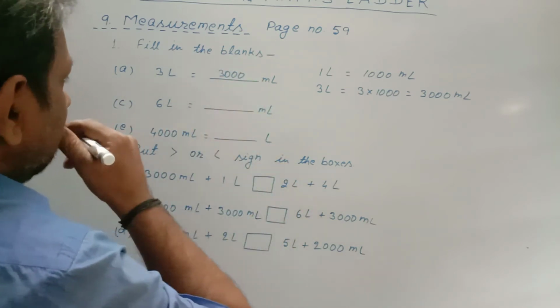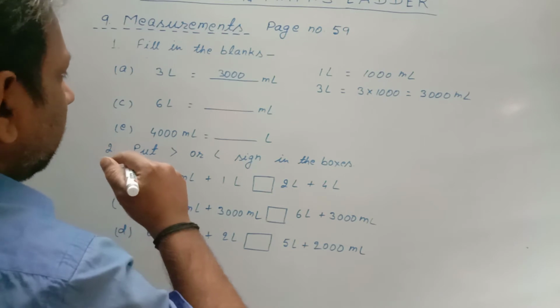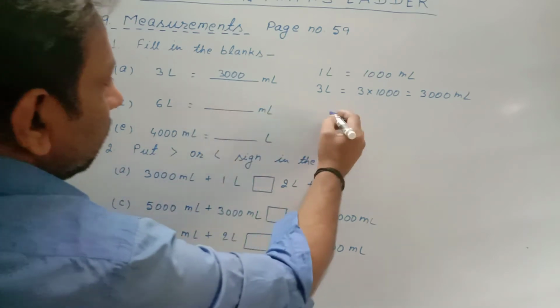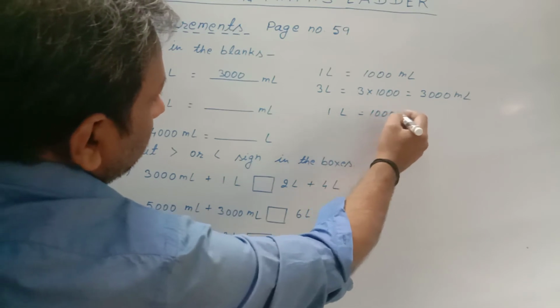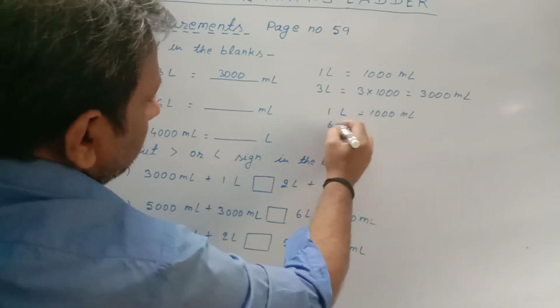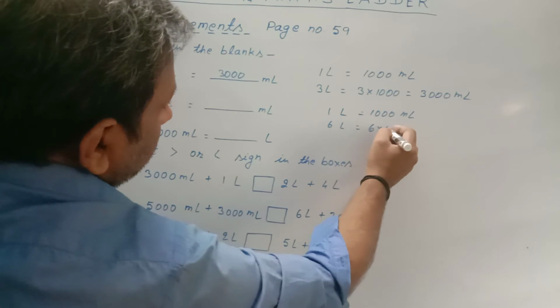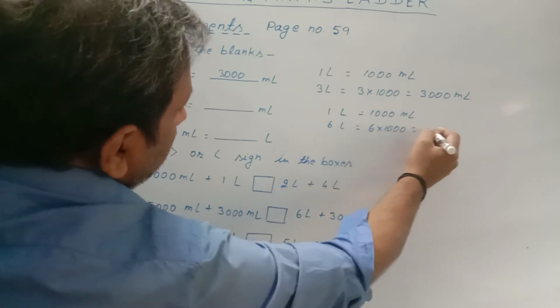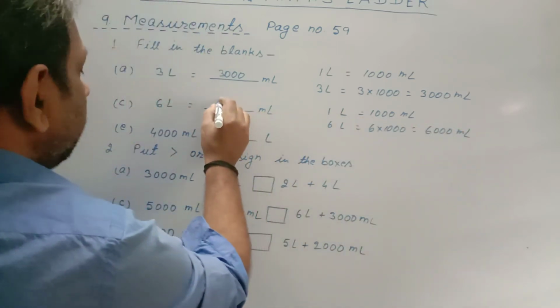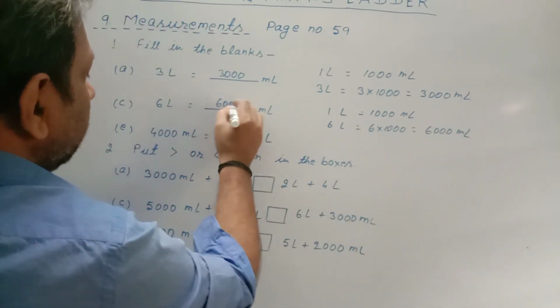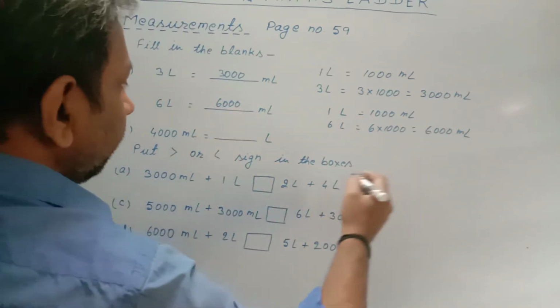Question number C, 6 liter. How much milliliter? Again 1 liter equal to 1000 milliliter. 6 liter equal to 6 into 1000 equal to 6000 milliliter. So here we will fill 6000 milliliter. 4000.